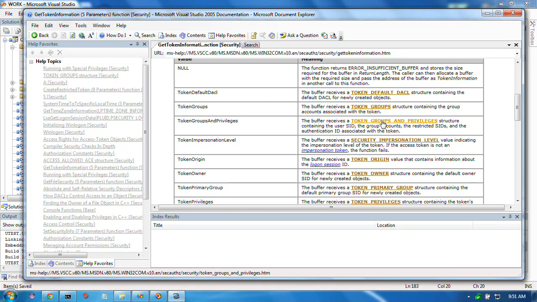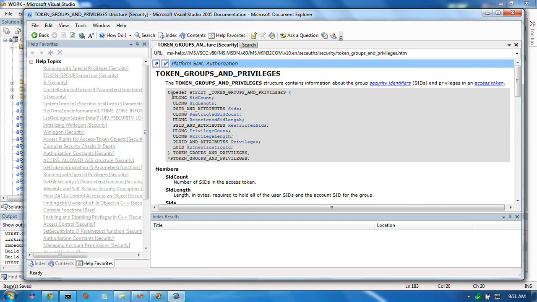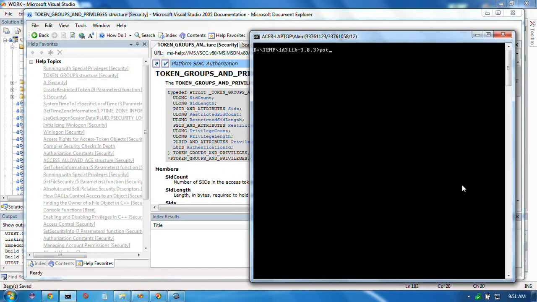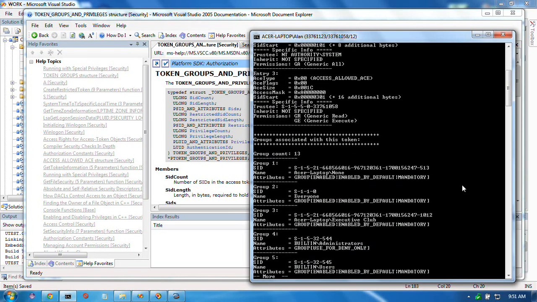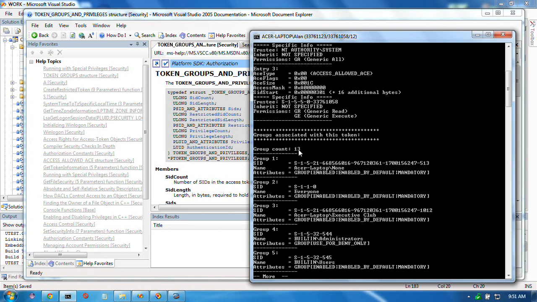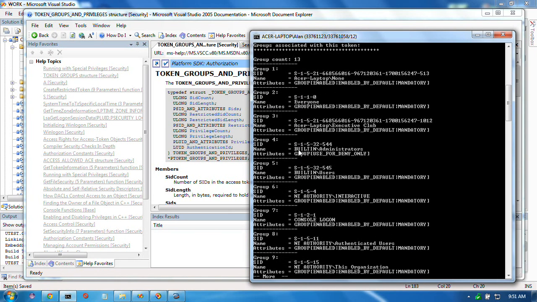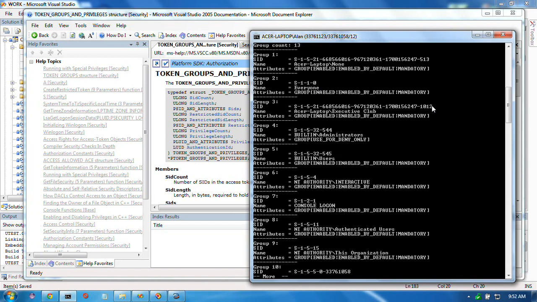But anyway, this here structure says token, groups, and privileges, right? That would seem to indicate that this is a list of groups. However, you shall notice in the list of just groups, the count is 13, okay? And whether or not these are all groups is anybody's guess.